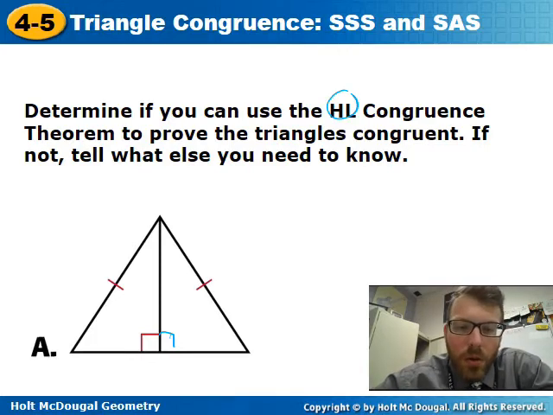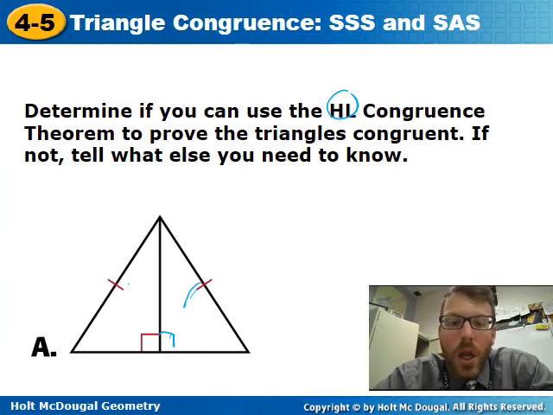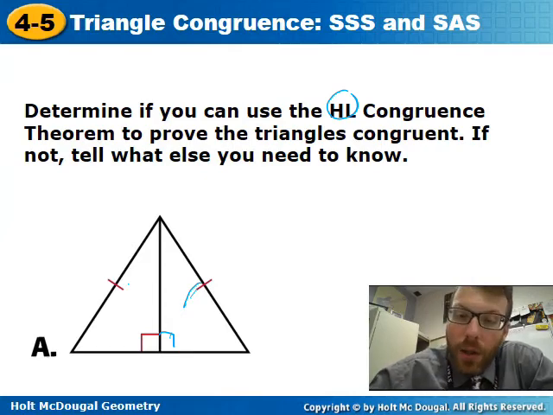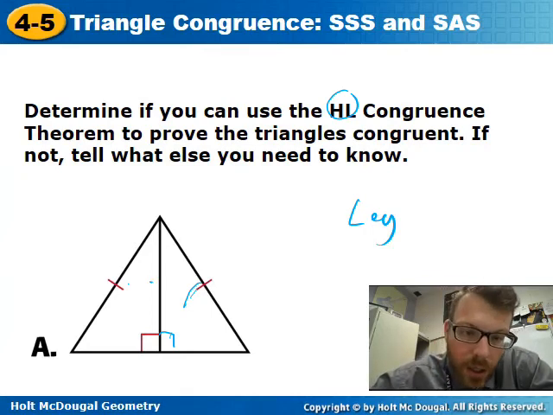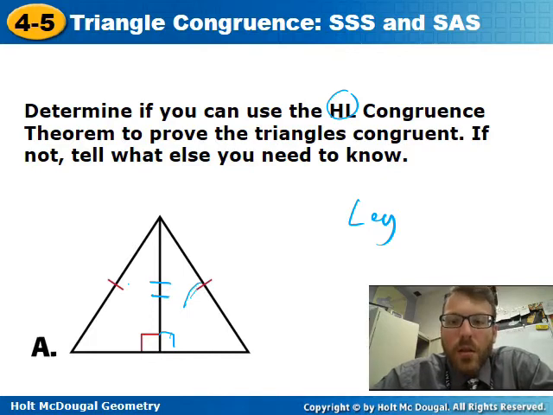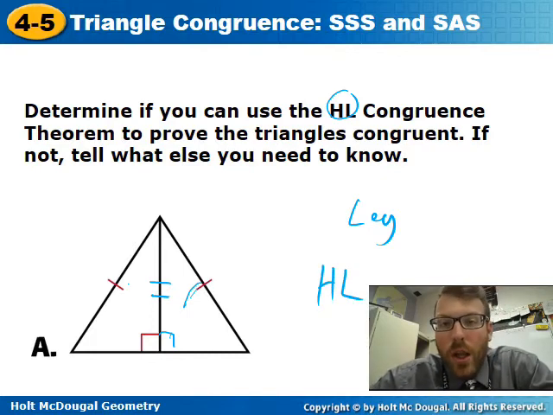Well, what we do know is that the hypotenuses, both of those, they are congruent, right? So since they're congruent, we need to now show that there's a leg that's congruent. Well, I do see one leg that is congruent, and it's because it's shared. So this does follow HL because there's a shared leg.